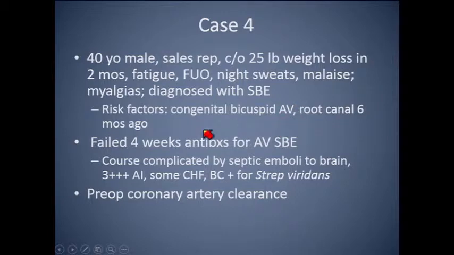He came in with classic findings of subacute bacterial endocarditis, a more chronic presentation, more associated with joint aches, night sweats, and weight loss. He had classic risk factors of a congenital bicuspid aortic valve, and he had had a root canal 6 months prior. He again failed IV therapy. He had ongoing positive blood cultures with strep viridans, septic emboli to his brain, and 3+ AI.